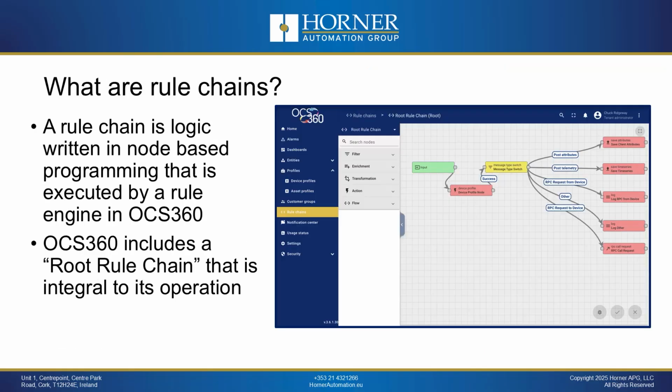So what is a rule chain? A rule chain is the logic that is written in a node-based programming language that is executed by a rule engine in the OCS 360 application. If you go to the rule chain section of OCS 360, you can see the root rule chain, which is included with OCS 360, that we have here on the screen.